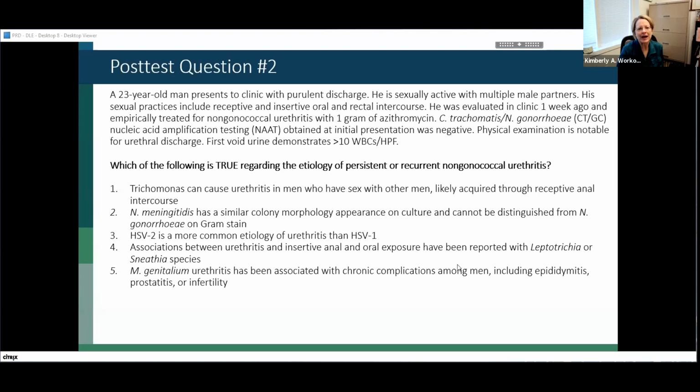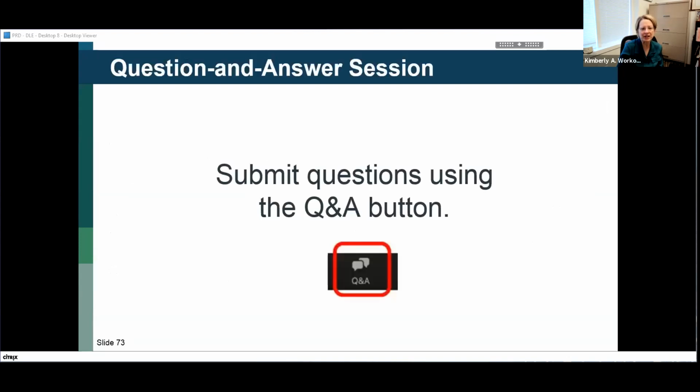Very interesting. The correct answer is Neisseria meningitidis. As I mentioned before, we don't have any long-term data on Mycoplasma genitalium urethritis in terms of the reproductive outcomes. What is correct is that Neisseria meningitidis has a similar colony morphology and cannot be distinguished from Neisseria gonorrhea on gram stain. Trichomonas is more common in men who have sex with women. HSV1 is more common than HSV2. That was a little more challenging question, but the correct answer was Neisseria meningitidis.